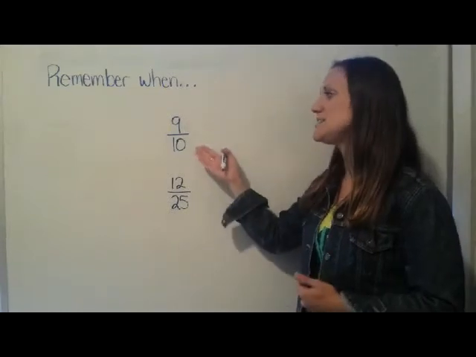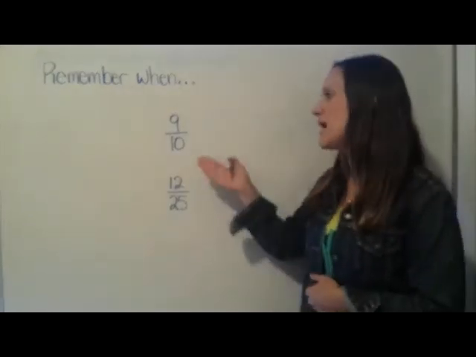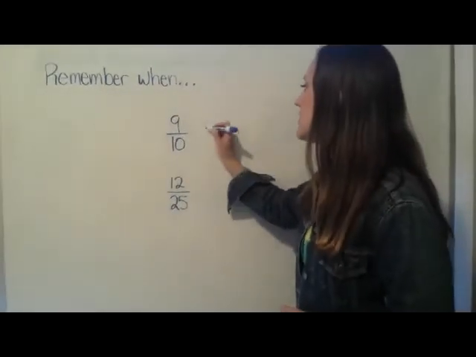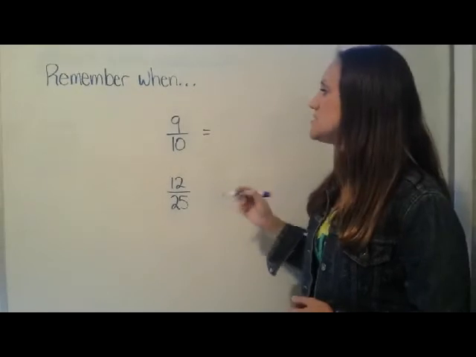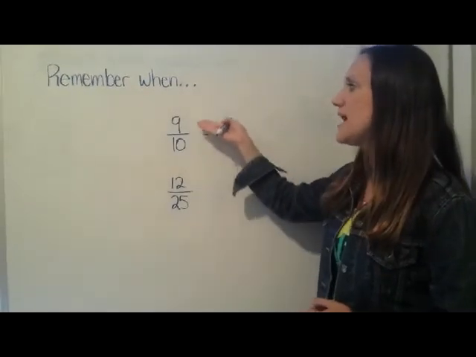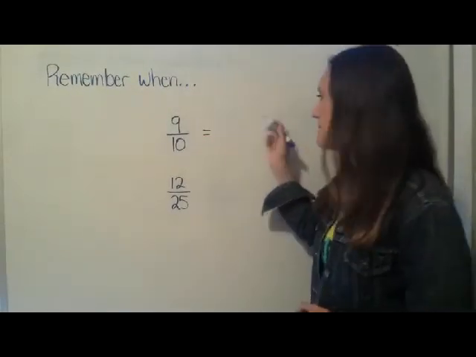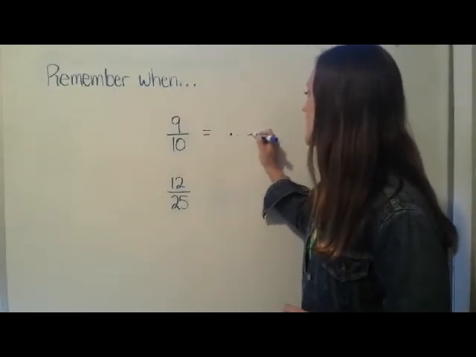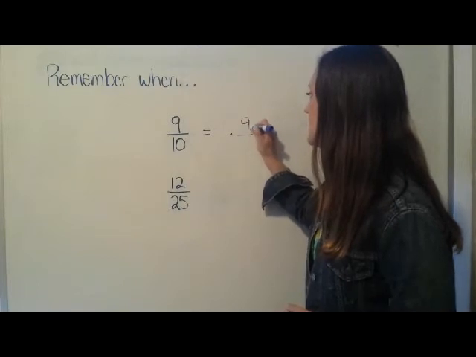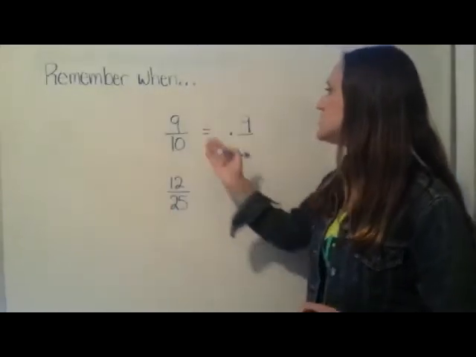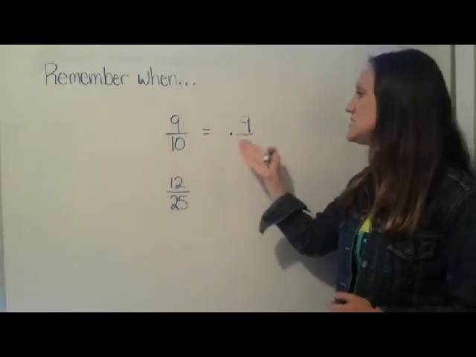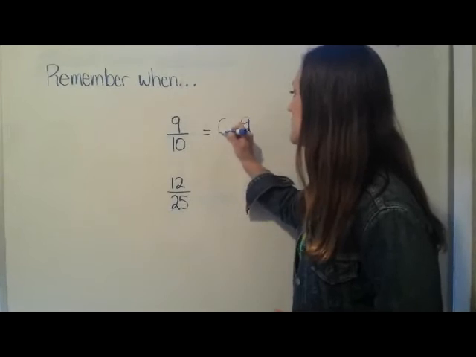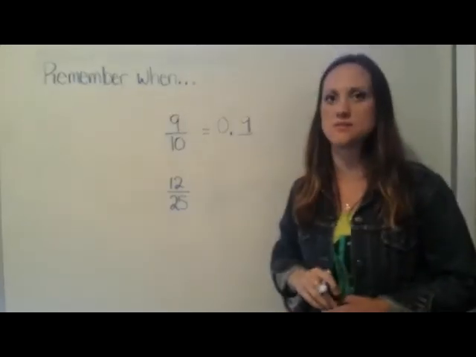To change 9/10 into a decimal, the denominator is already a base 10 value. So all we have to do is write 9/10 when 9 is in the 10ths place. So I place my decimal. Here's my 10ths place. So I place a 9 in the 10ths place. So this is 9/10 as a fraction. This is 9/10 as a decimal. And traditionally, we place a 0 in front of the decimal place to show our ones place.